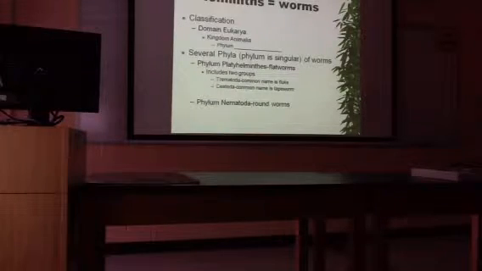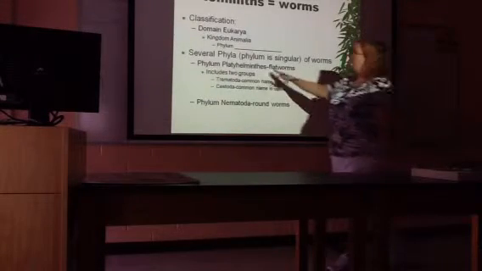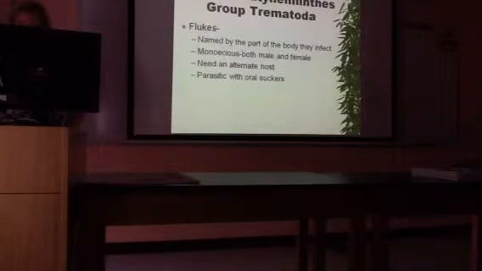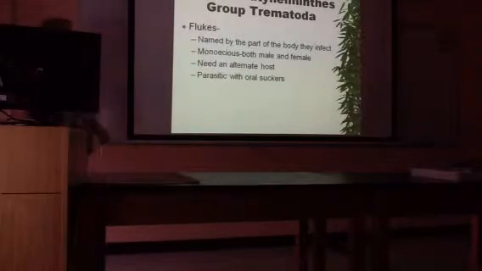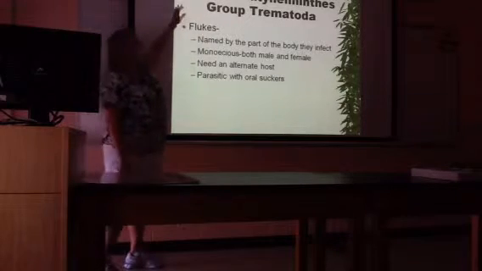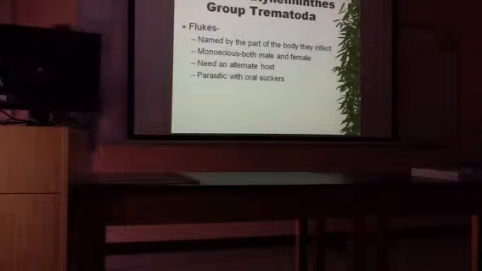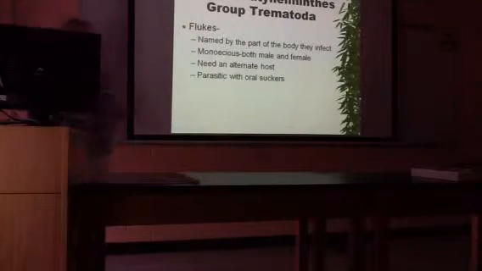Smooth roundworms. Okay, with the organization, kingdom Animalia, and two phyla underneath, Platyhelminthes and nematodes. So we'll start with Platyhelminthes, the flatworms, because there's so many of them. We've got two groups, Trematoda being the first. These are the flukes. Their common name, at least, comes from the part of the body they infect.